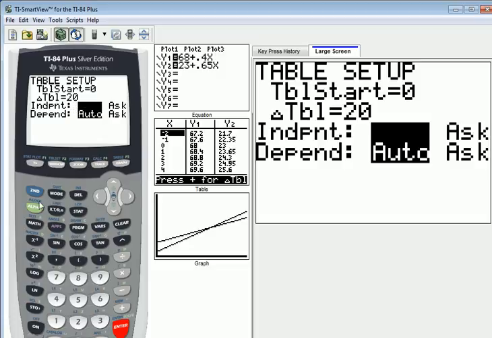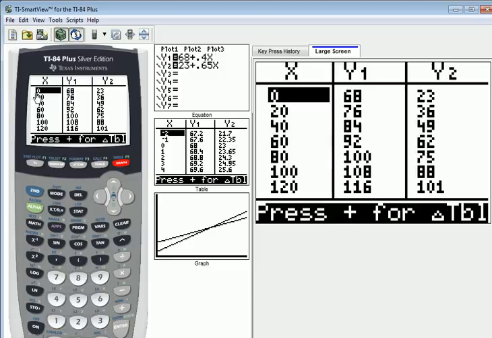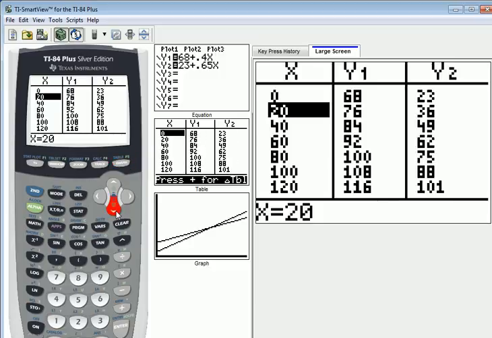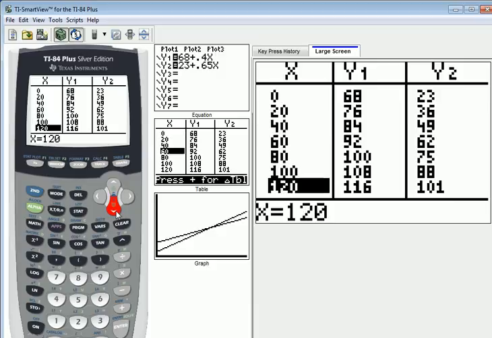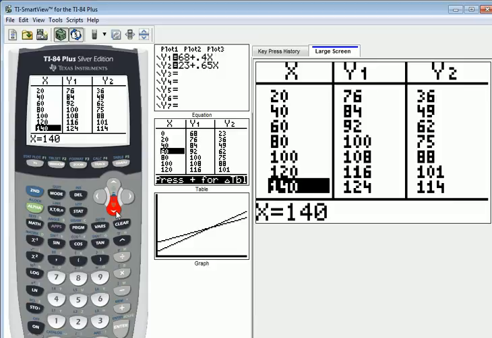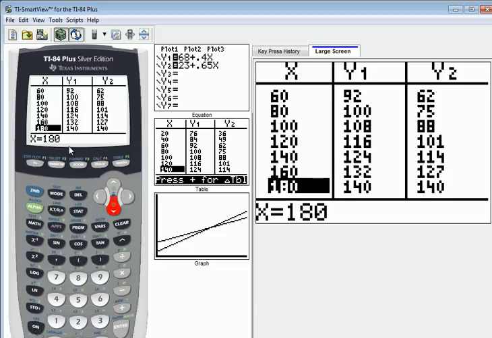And now if we hit second table, it changes the setup. It's counting by 20s. And so I still can't see what I need yet. So if I arrow down, I get the values that I need. There's the 140 where they're equivalent. Not the 140, excuse me, the 180. A little further. 180 where they are equivalent.